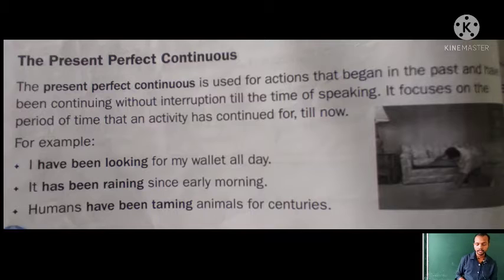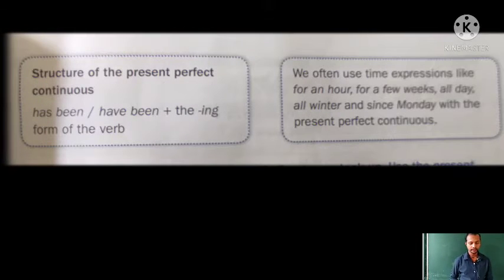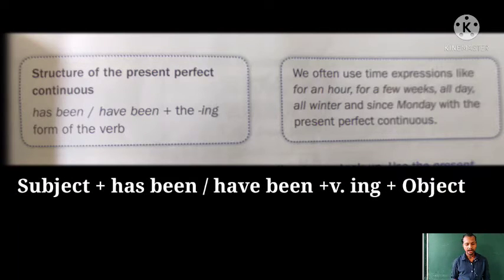Now before we look into some of the examples, let me give you the structure of it. The structure is this way. Subject will be there initially, dear friends. After the subject, have been or has been. After that the ing form of the verb will be there, and the verb will always carry ing with it. Why? Because it is a continuous form of the verb. That is what we are learning, present perfect continuous. So this will be the format.